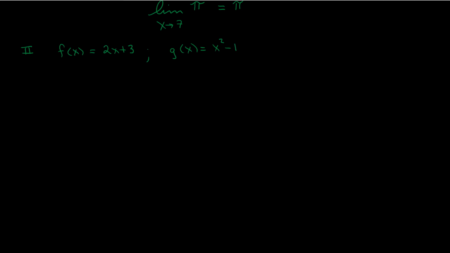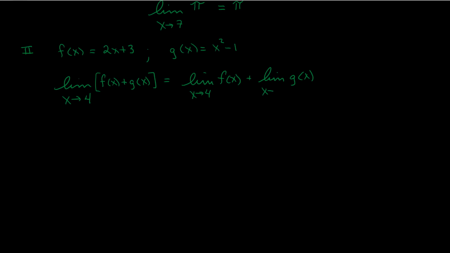If we were to compute the limit, and I'm just going to pick some value for x, doesn't matter what the value is, we'll keep it simple. Let's do 4. The limit of f of x plus g of x, where the limit's applied to the sum of those two functions, is going to be equal to the limit of f of x as x approaches 4 plus the limit of g of x also as x approaches 4.